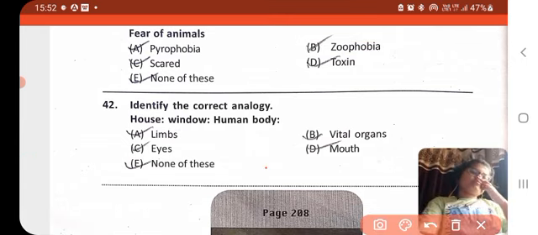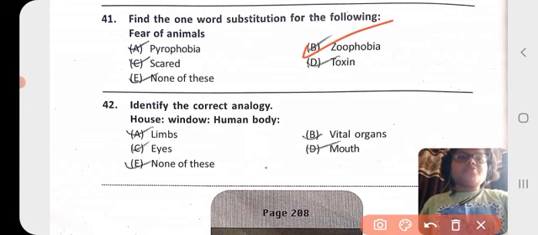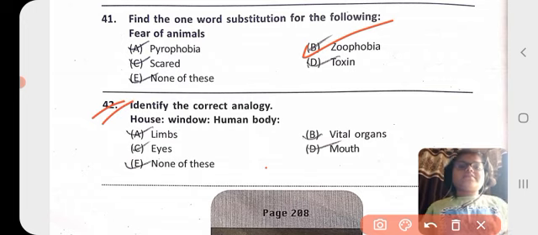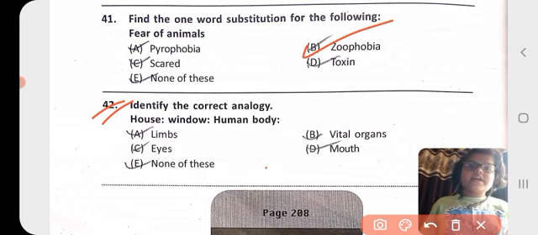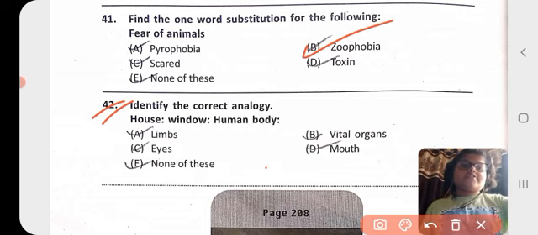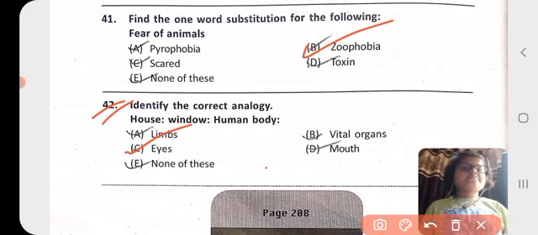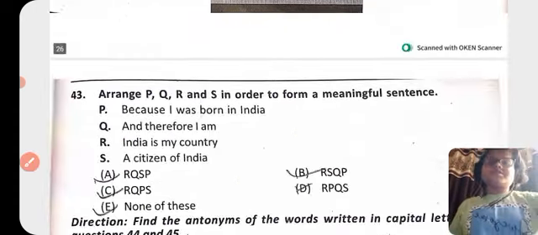Find out one word substitution for the following. First is fear of animals, it is zoophobia. And question 42, identify the correct analogy. House, window, human body, eyes. So from a window, we see things out of the house. Technically the house sees outside from a window. So we see through our eyes. So the answer is option C, eyes. Let's go to the next question.